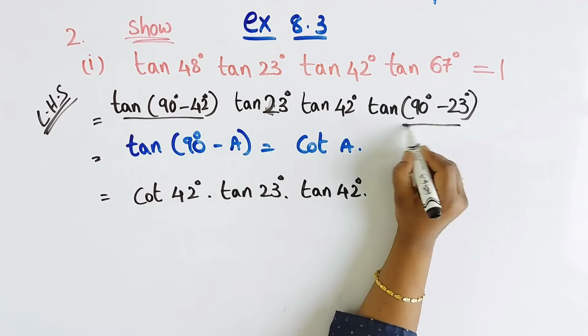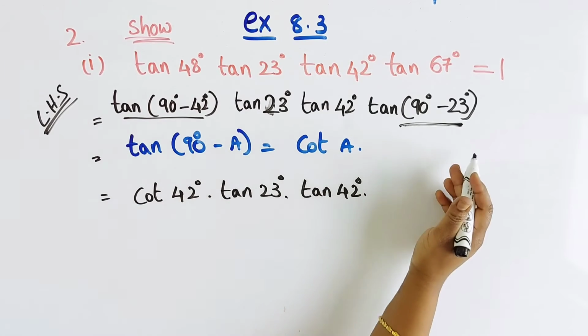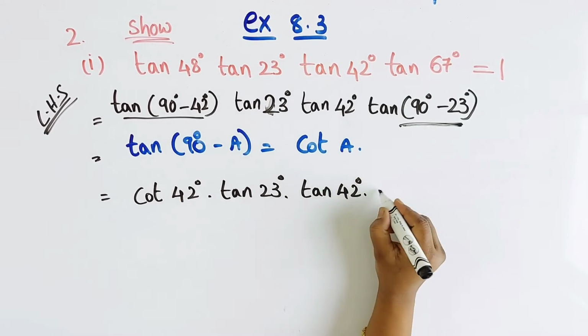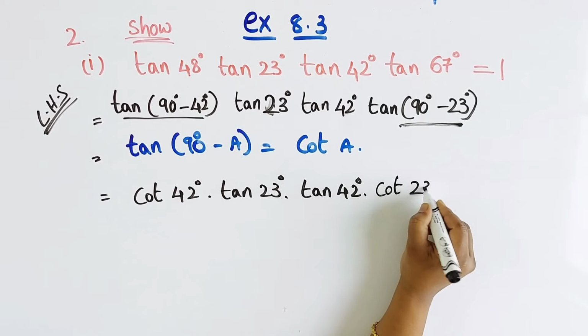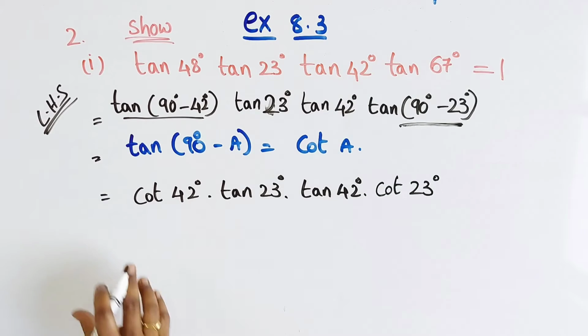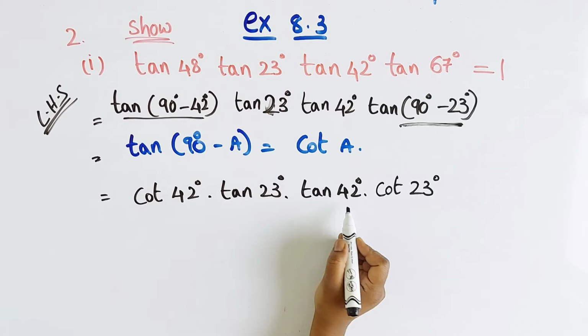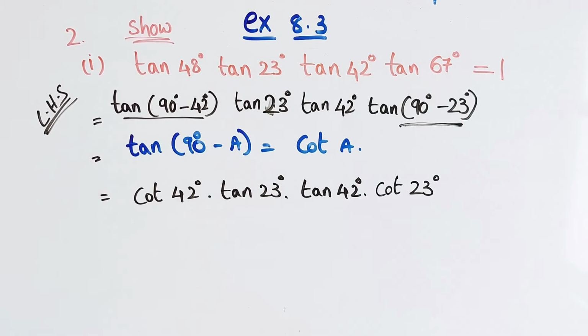Here you see tan(90 minus 23). Apply the same formula. Here the value of a is 23 degrees. That means this is cot 23 degrees. Correct, children? Now see here: cot 42 degrees, tan 42 degrees. Here both are reciprocals. Cot 42, tan 42.